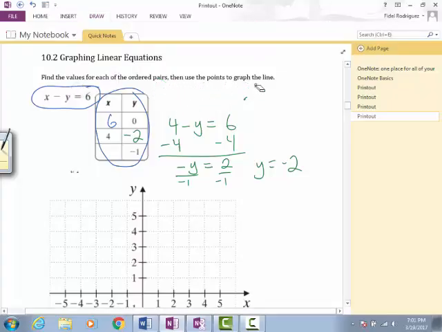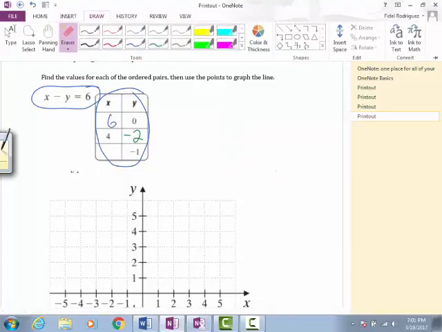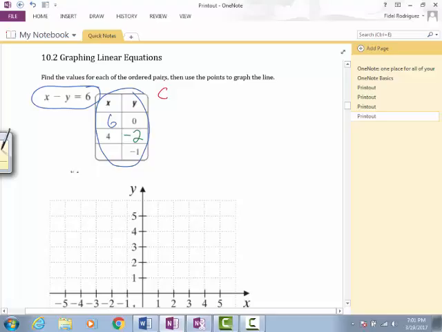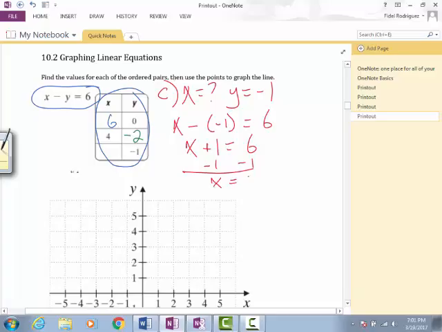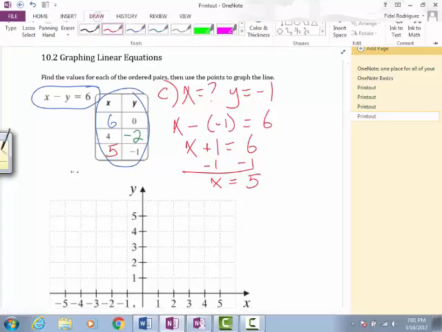So now let's do part C. For part C, again, we don't know what x is equal to, but we do know that y is equal to negative 1. So I'm going to write x minus a negative 1 is equal to 6. That becomes x plus 1 is equal to 6. So when I minus 1 on both sides, I'm going to get x is equal to 5. I'll go ahead and put a 5 right there.